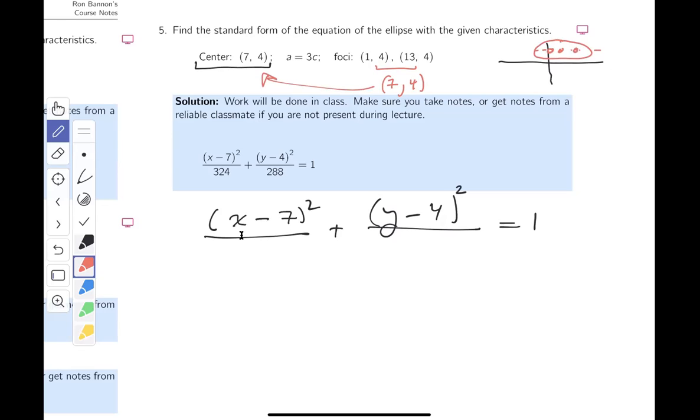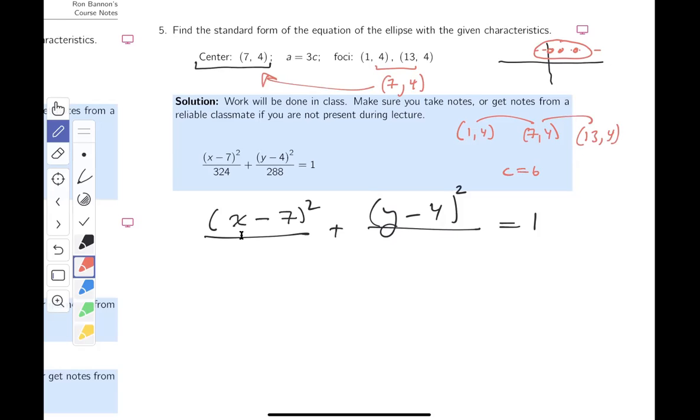I'm going to think about the c in the problem, and the reason for that is I can see the c. Why can I do that? I see these points, (1, 4). I see the center. The center is (7, 4). And I see the other focus is at (13, 4). Now, what's the c over here? What's the difference? From 1 to 7 is 6, and 7 to 13 is also 6. So c is 6.